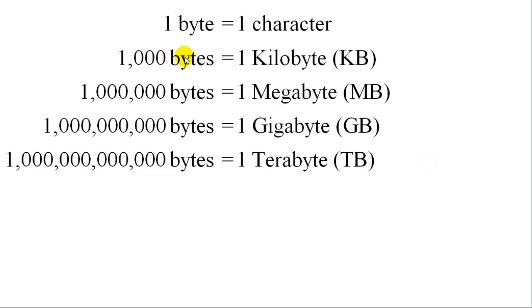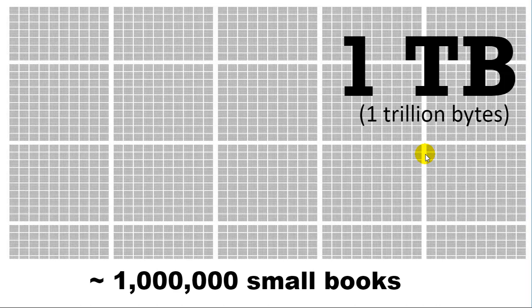Let's see, how's it go? 1,000, million, billion, trillion. Trillion bytes. Is there anything that uses a trillion bytes? Here's a trillion bytes. It's about 1,000,000 small books. Well, that's really kind of hard to comprehend. 1,000,000 small books. That's a lot.